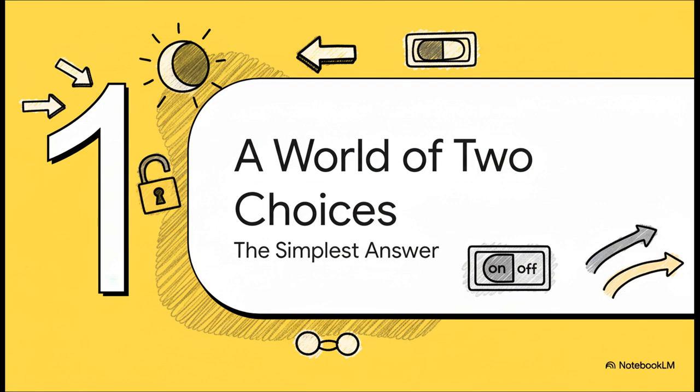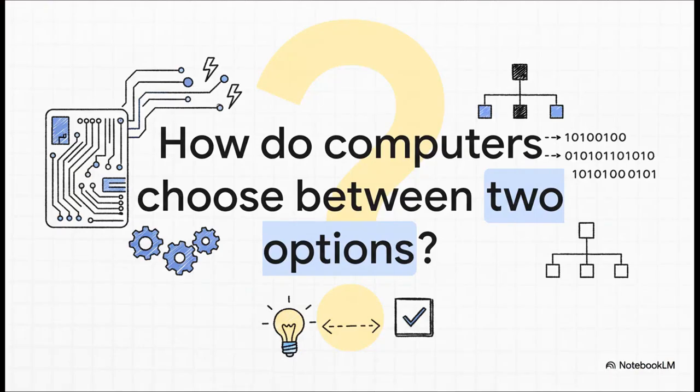Before we can even think about complex stuff like AI, we have to go all the way back to the absolute basics. I mean, think about the simplest possible answer you can give to any question. So how does a machine that really only understands electricity, on or off, actually make a choice? It seems super complicated, right? Well, you might be surprised by just how simple the answer really is.